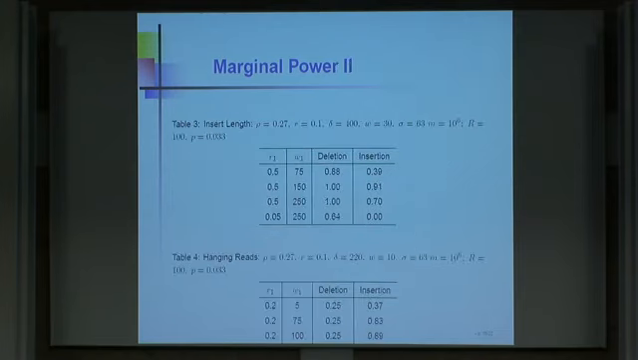Here's another example where I'm comparing insertions and deletions for the insert length statistic and the hanging read statistic. For the insert length statistic, it's typically easier to detect deletions. In every case here, the power is greater. I think that's not an accident. And in fact, for the insertion, notice that the power can go down even when the length goes up. And there's a reason for that too.